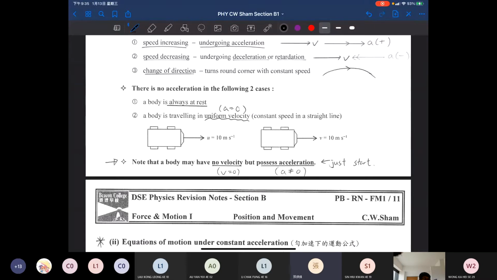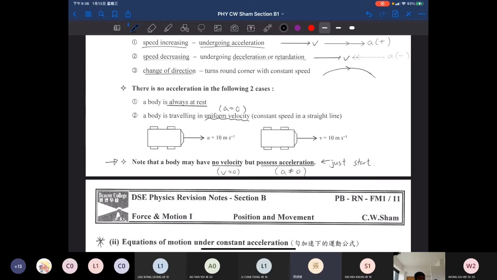In these two cases, the body does not have acceleration. First, it is always at rest. Instantaneous at rest does not mean there is no acceleration. It has to be always at rest over a long period of time, which means there is no acceleration. Always is important. Don't tell me it is instantaneously at rest so there is no force. Instantaneous at rest is not enough; it has to be always at rest.